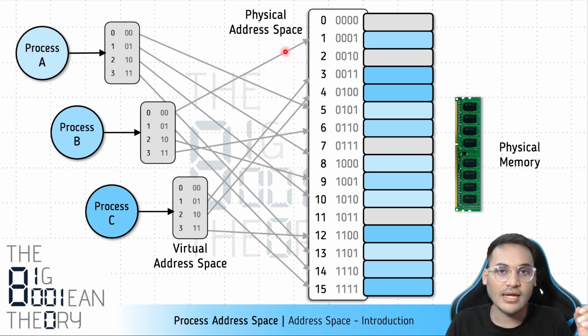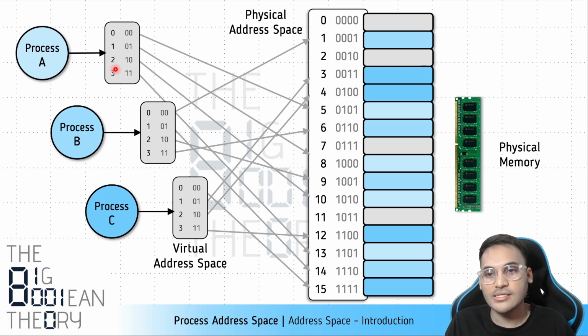So basically an address space is a collection of addresses. Here the addresses are related to the memory. So an address space in this case is a collection of memory addresses, and since we are talking about the physical memory, these 16 addresses that you see constitute the physical address space, right? So this was about the physical address space.